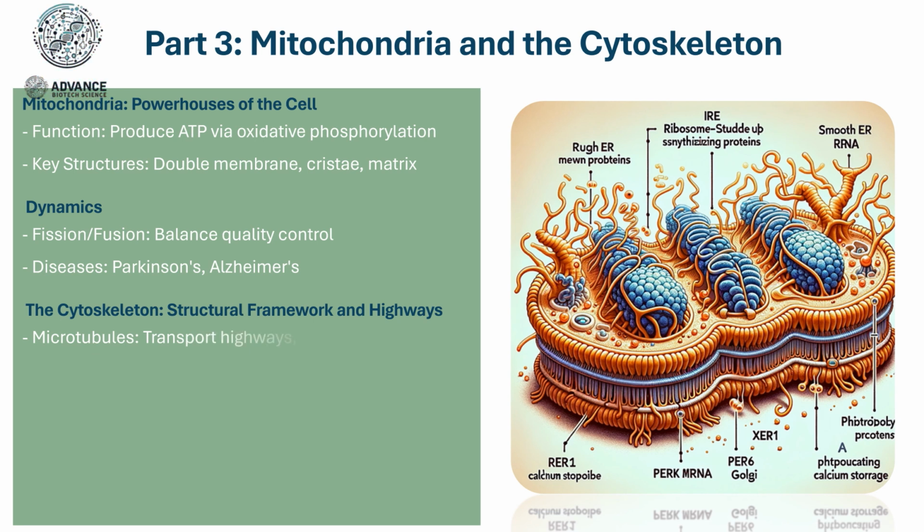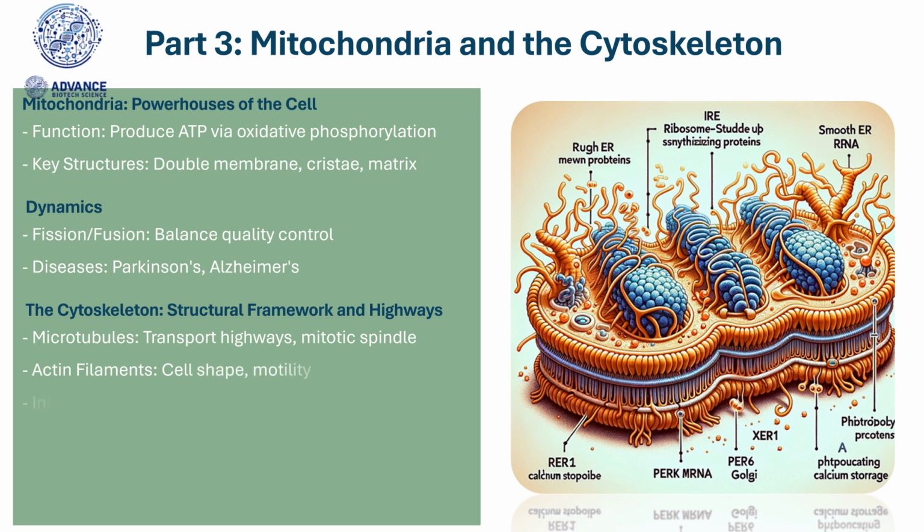Molecular motors: molecular motors like kinesin, dynein, and myosin transport cargo along the cytoskeletal highways. Kinesin and dynein: kinesin moves cargo toward the cell periphery. Dynein transports cargo toward the nucleus. Myosin drives muscle contraction and cell motility.